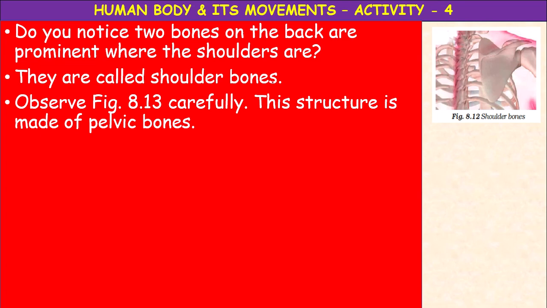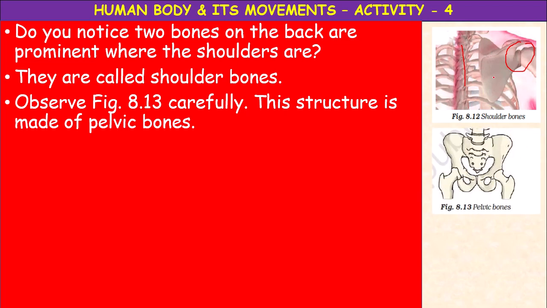So this is the rib cage, this is the vertebral column, and this is the shoulder bones. This structure is made up of a girdle. It is called pelvic girdle. Pelvic girdle or shoulder girdle, you can also call it. These bones are called pelvic bones. Okay, the pelvic girdle is made up of pelvic bones. So these are the pelvic bones.